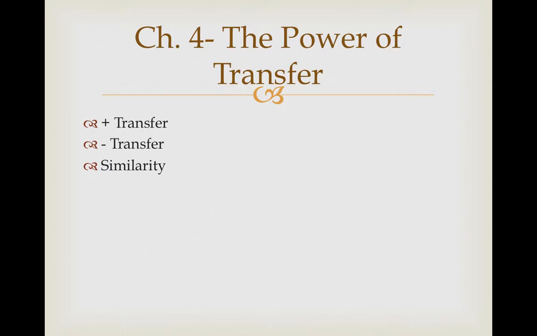Chapter 4 dealt with the power of transfer, and the biggest things that I took away from that would be positive transfer, negative transfer, and similarity. So transfer during learning means that the past learning has an effect on present learning. Transfer of learning is the degree to which new learning is applied. So within these, you have positive and negative transfer. Positive transfer is when past learning helps new learning. So think of helping and positive. That's a positive thing when you help someone like that. Negative transfer is when past learning hurts new learning. Hurting people is a negative thing, that kind of deal.